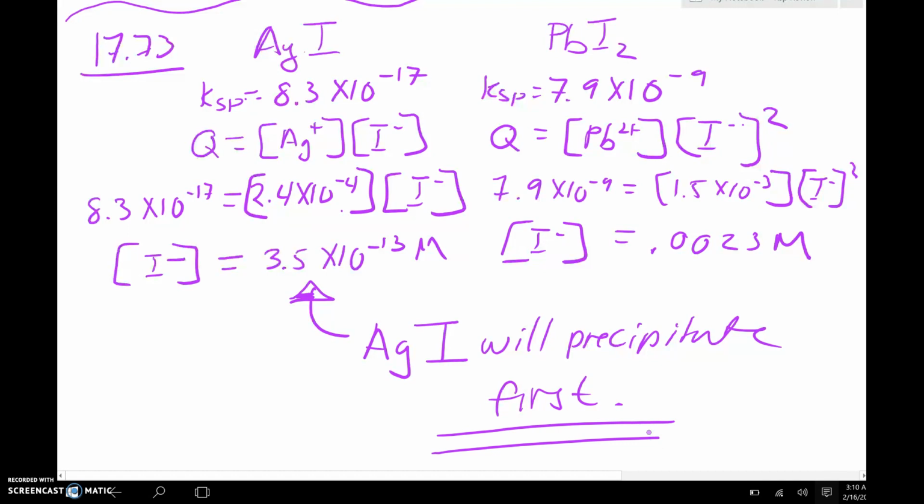Okay, cool. Let me hit pause and just double check in the back of the book that that's right. Okay, so I just checked in the back of the book. I was just a little bit off, because I'm sure you guys caught it already. This is actually 2.0 times 10 to the negative 4th, which ultimately should make my answer 4.2 over here. If I was there, you would have caught it for me. So 4.2 times 10 to the negative 13th. But definitely AgI does precipitate first.